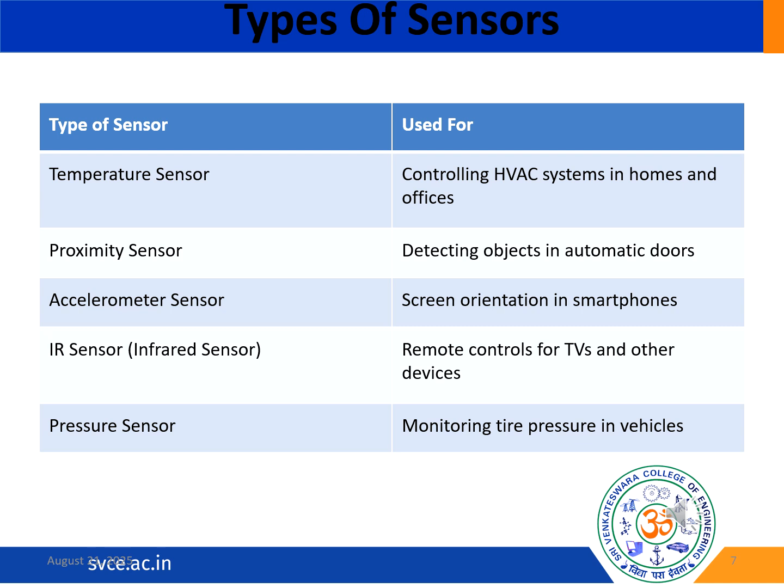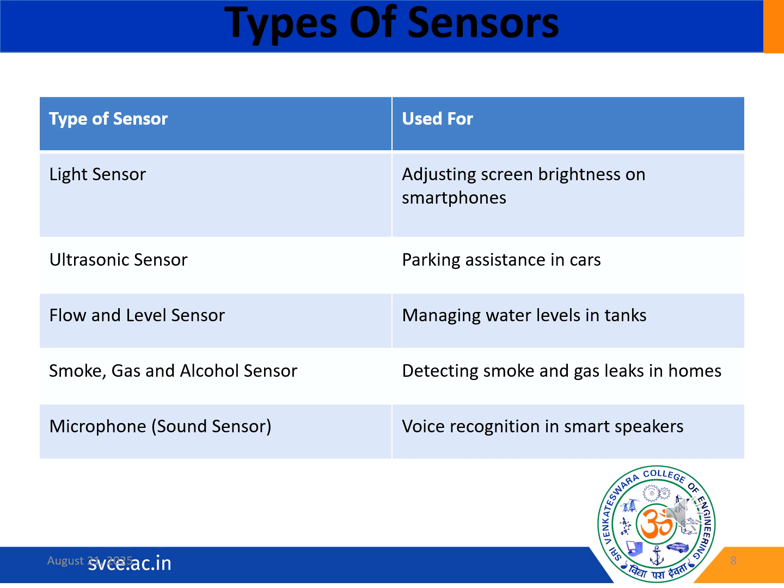And moving on to the next sensor, we have the pressure sensor. It monitors the tire pressure in vehicles and so on. So that's the purpose of a pressure sensor. And we have other types also, for example, the light sensor. To adjust the screen brightness on smartphones, or in home automation, we can use light sensors.